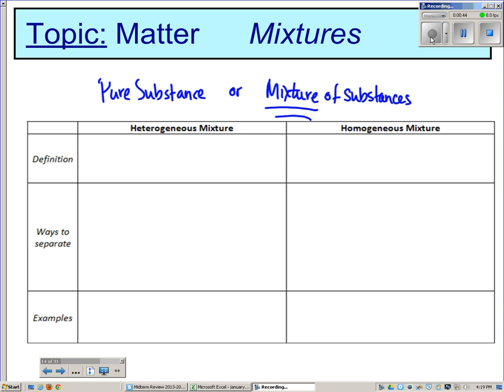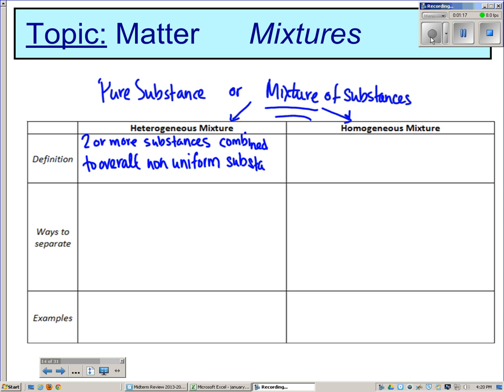So we have two types of mixtures, heterogeneous and homogeneous mixtures. The definition of a heterogeneous mixture is two or more substances combined to make a substance that is not uniform, to overall make a non-uniform mixture. So what we mean by not uniform is that we can see all of the different pieces of our mixture.